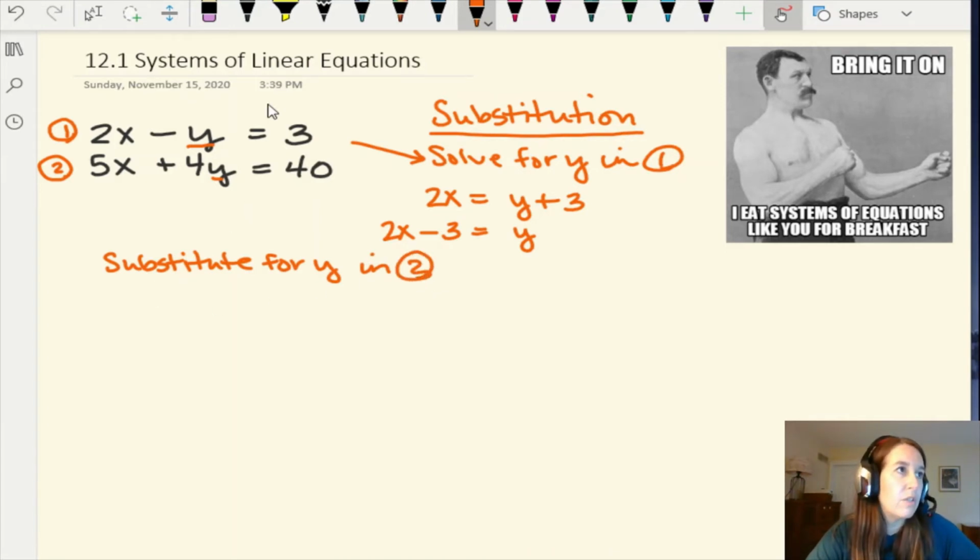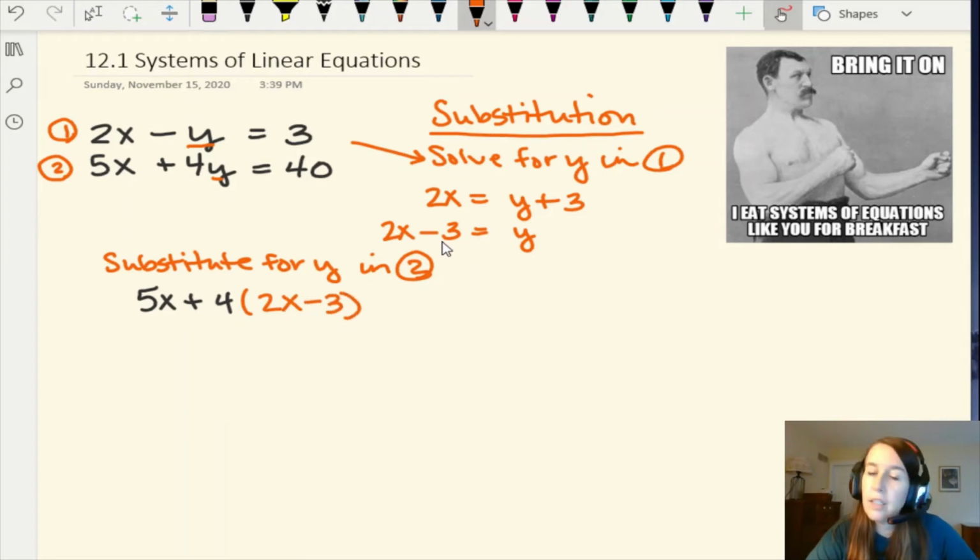Okay, so I have 5x plus 4, and then that y is 2x minus 3. See, I'm taking what is equal to y and plugging that in. And then that's equal to 40. So now notice that I actually have one equation now, and it is all in terms of x. So now it's just a matter of solving the linear equation for x.